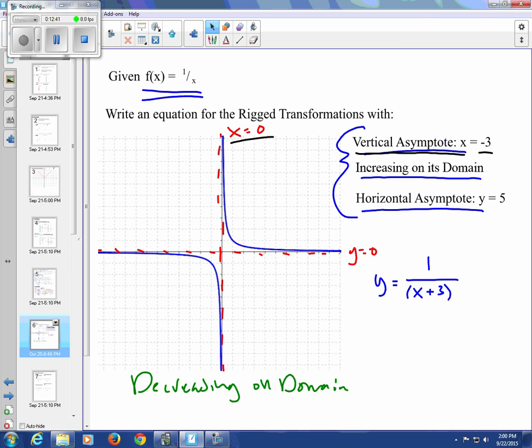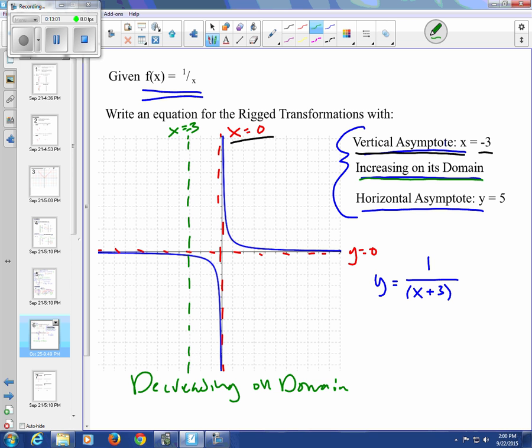Now, basically what that's going to do is take this graph, vertical asymptote, and shift it. I'm going to have to move it over myself. Right here, move it over 3. So now we've got x equals negative 3 as a vertical asymptote. Now we want to see it increase on its domain. Well, if it's decreasing on its domain, a vertical flip would make it increase on its domain.